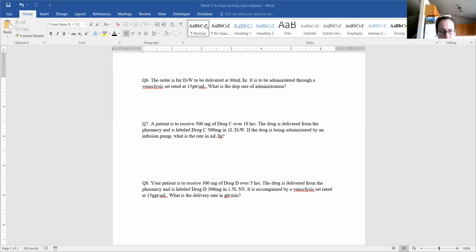So now we have to figure out the drop rate. So that's the IV set's rated at 15 drops per milliliter. So we take that 5 milliliters per minute and multiply it by the 15 drops per milliliter. So 5 times 15 is, I got 75 drops per minute.